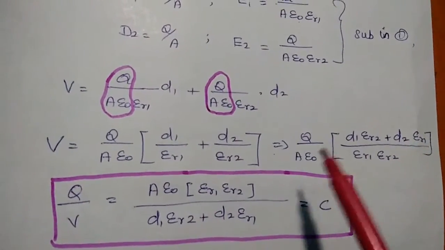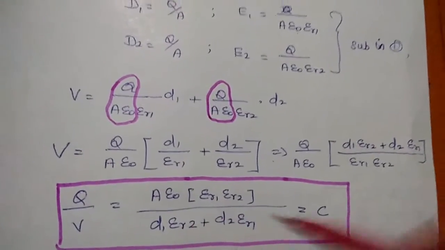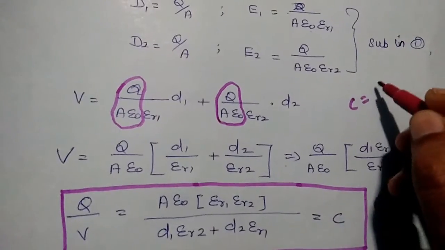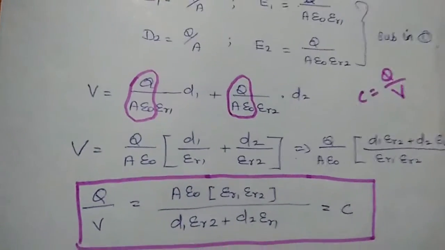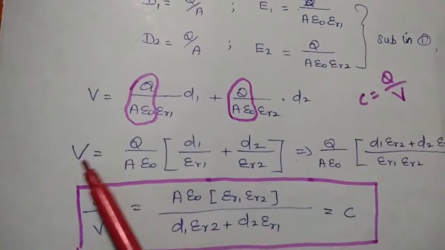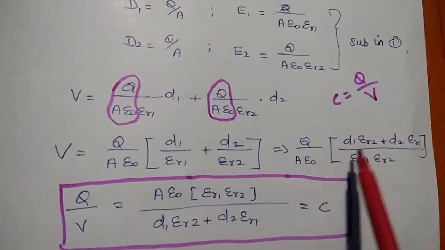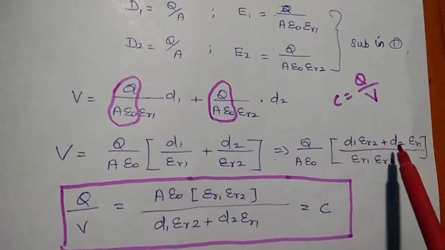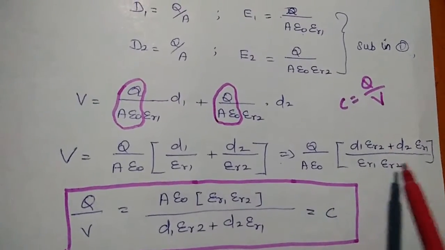Okay. So next step, it's very important. We are going to derive the capacitance, right? What is capacitance? Capacitance is equal to Q by V. Charge per voltage, that is potential difference. So here we have V, that is voltage, is equal to Q divided by A epsilon naught into D1 epsilon R2 plus D2 epsilon R1 divided by epsilon R1 into epsilon R2.